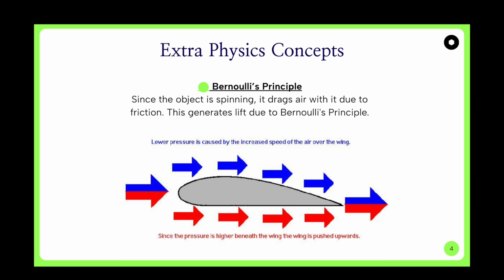Another important physics concept that we didn't touch on but helps explain the Magnus effect is Bernoulli's principle. Bernoulli's principle states that faster moving air results in lower pressure, causing lift. This is one of the fundamental reasons why planes fly. We can see in the Magnus effect example that the spinning object drags the air due to friction, like we said before, and this generates the lift due to Bernoulli's principle, causing the object to curve.